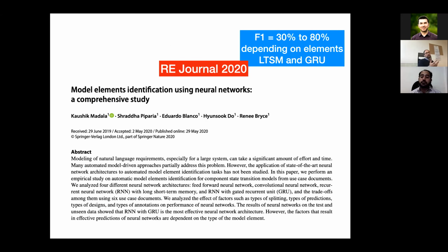And about model synthesis, this is not, let's say, a hot topic because it's hard in itself, okay? One paper was in the RE journal in 2020, and they were, in this case, applying deep learning techniques for extraction of relevant entities to be used for model generation, and they reached variable results from 30% to 80%, depending on the type of entity that they were focusing on.